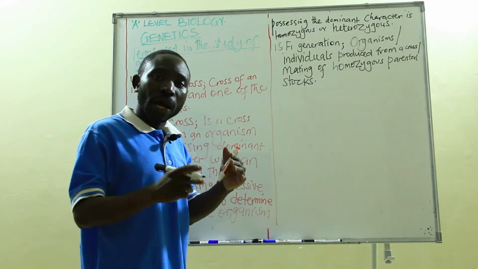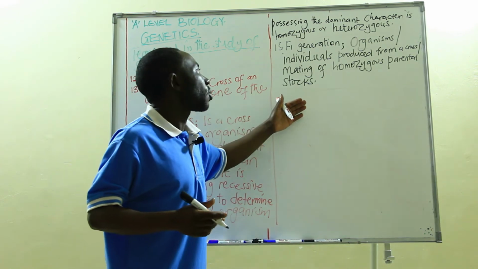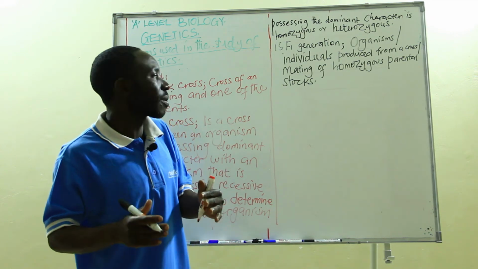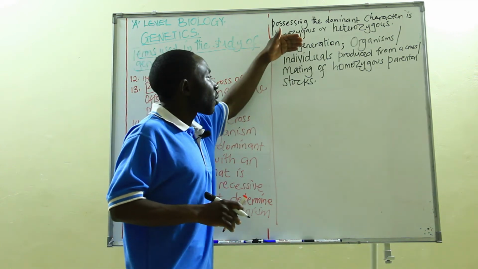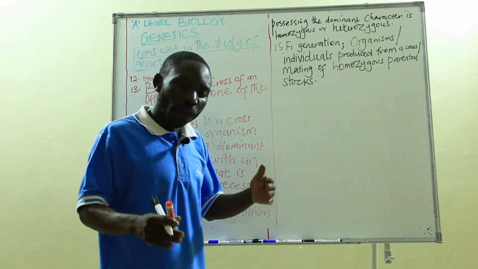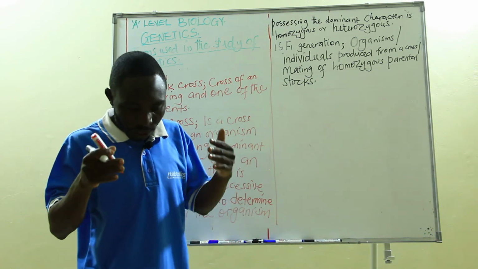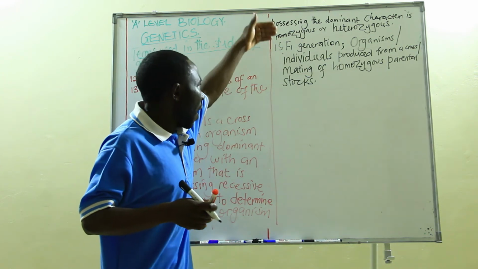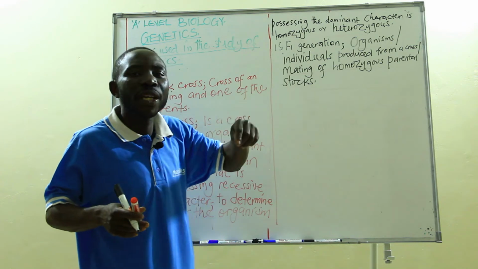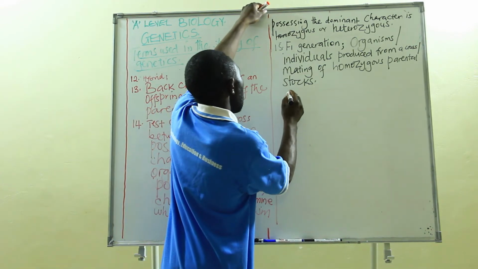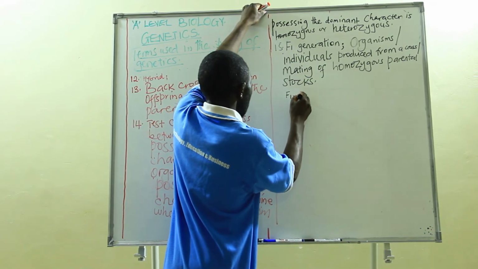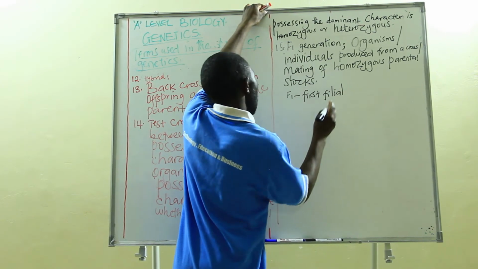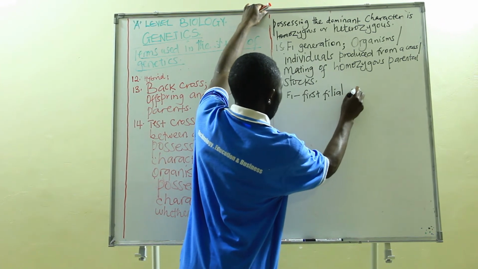So if we carry out a mating or a cross between two parents which are homozygous, then the organisms or the individuals produced from that reproduction or from that cross is what we call the F1 generation. F1 stands for filial. So F1 simply means first filial generation.